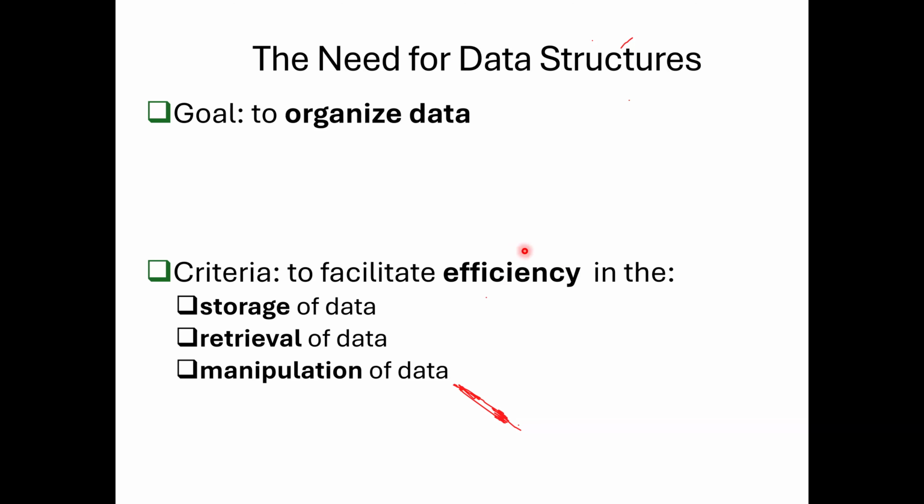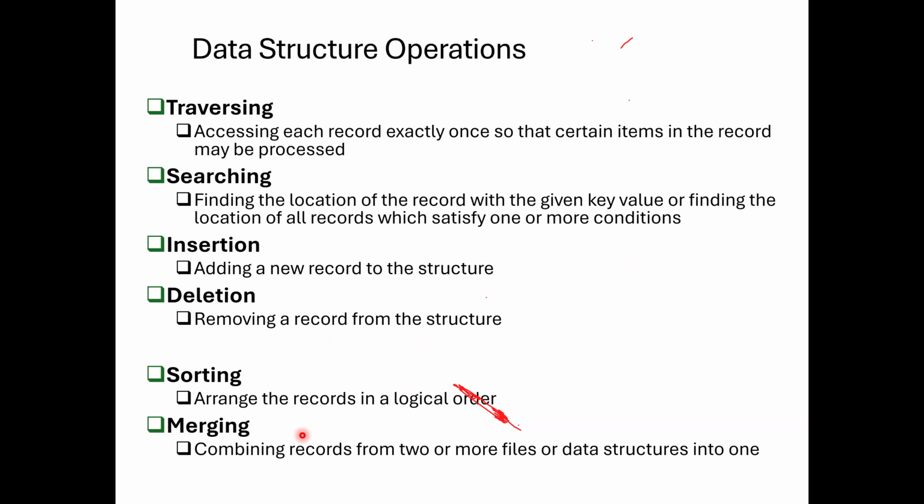And the reason is to facilitate efficiency. Again, the word efficiency pops up, right? To facilitate efficiency, one, in the storage of data, two, in the retrieval of data, and three, in the manipulation of data. We are not just organizing data for organizing's sake. We want to do so that we are able to store data more efficiently, retrieve the data more efficiently, and manipulate and process the data more efficiently. I hope I'm making sense. Any questions before we move on?